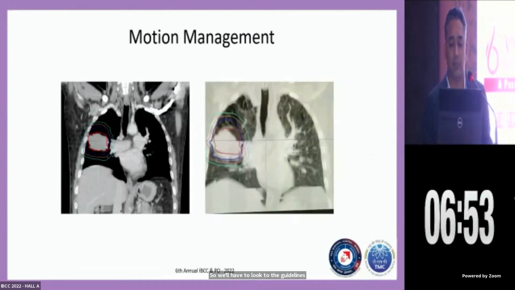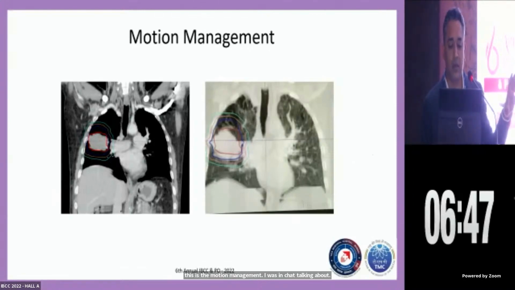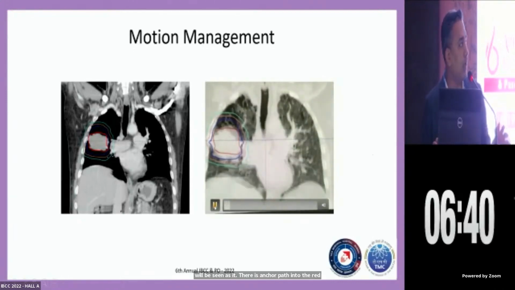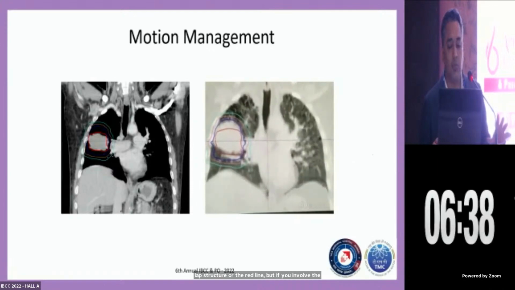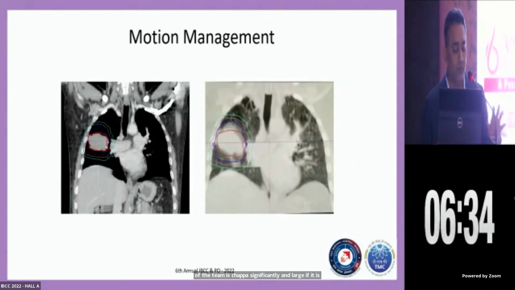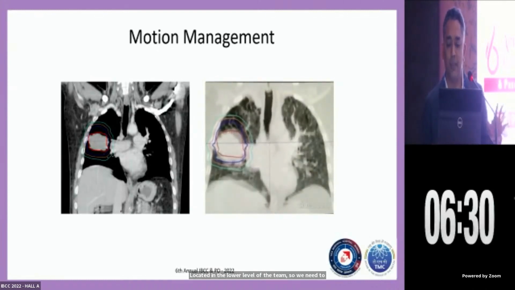So this is the motion management I was talking about. If you see the left-hand side of the panel, the tumor will be seen as encompassed in the red structure or the red line. But if you involve the motion management, the volume of the tumor is significantly enlarged if it is located in the lower lobe. So we need to have the motion management in place whenever we plan for radiation therapy in lung cancer.